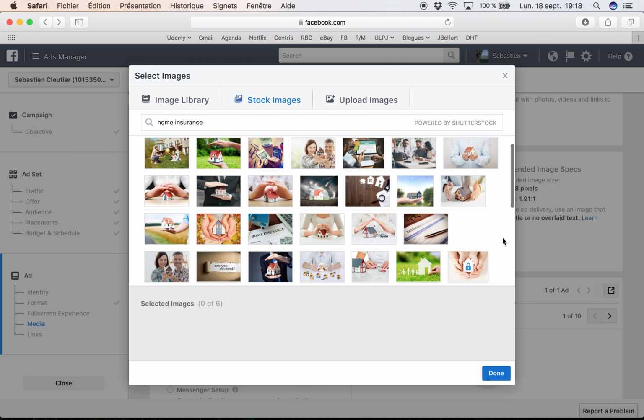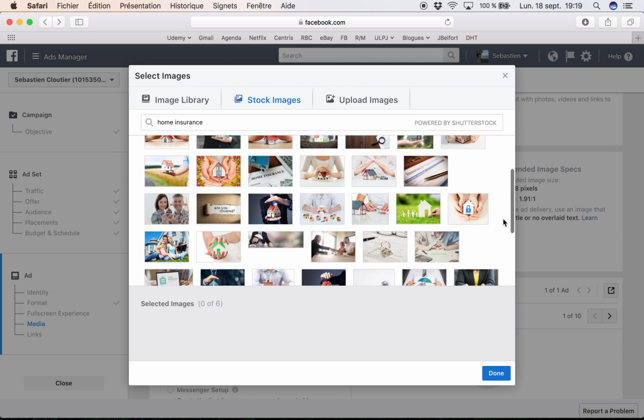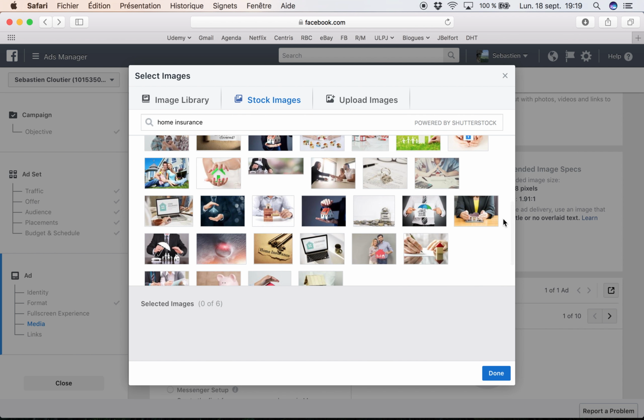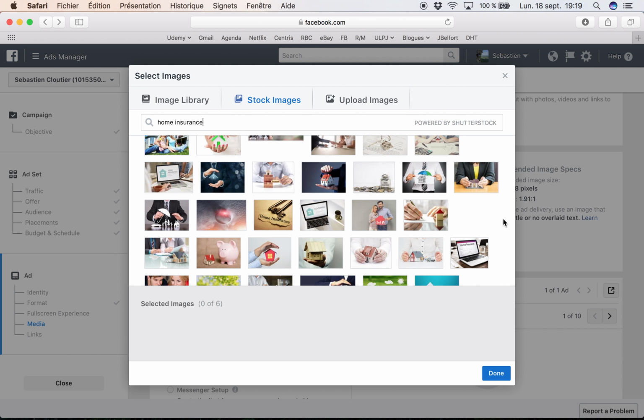So over time, we found out that this image right there is one that works well. There are many similar. This one's similar. This one's similar. This one too. Whatever, but make sure that the image that you use for your ad, people can relate to it. It makes sense. Let's put it this way.